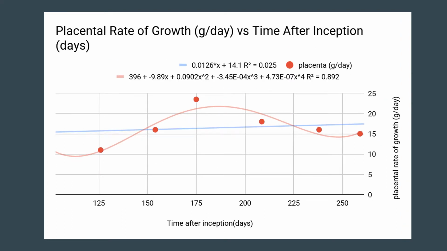This graph, on the other hand, shows placental rate of growth in grams per day on the y-axis, and then time after inception in days on the x-axis. Here we see the placenta grams per day shown as red dots, and you can see the data slowly increasing and then slowly decreasing. You can see the point of inflection around 175 days.